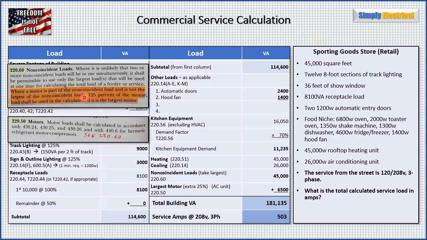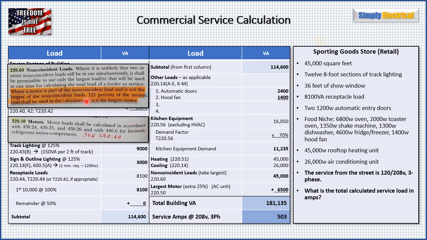My personal feeling is that what they're trying to do here is capture that extra 25% of the largest motor, even though we aren't taking it into consideration for this calculation. They know it's still a load on the service, a major load on the service potentially, and so they want to take that extra 25% and capture that even though it's not being used in this calculation. And I understand why they would want to do that, but I think the wording is a little bit off.